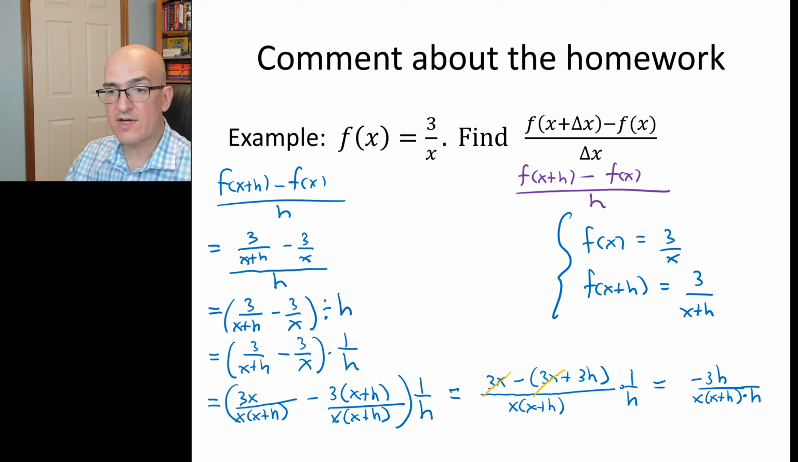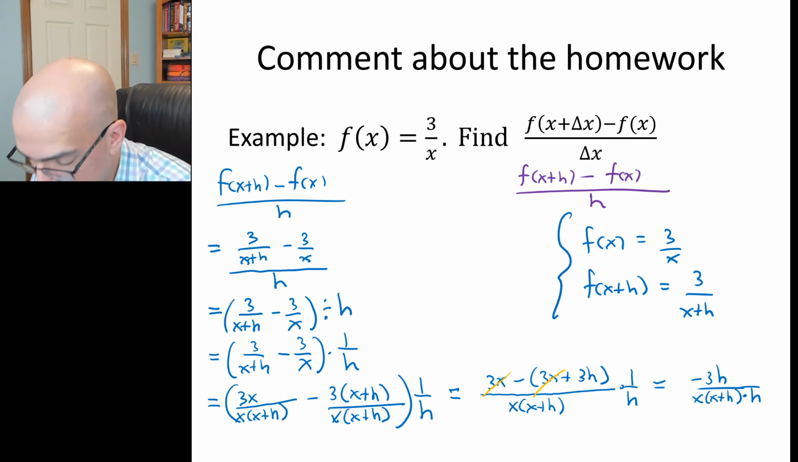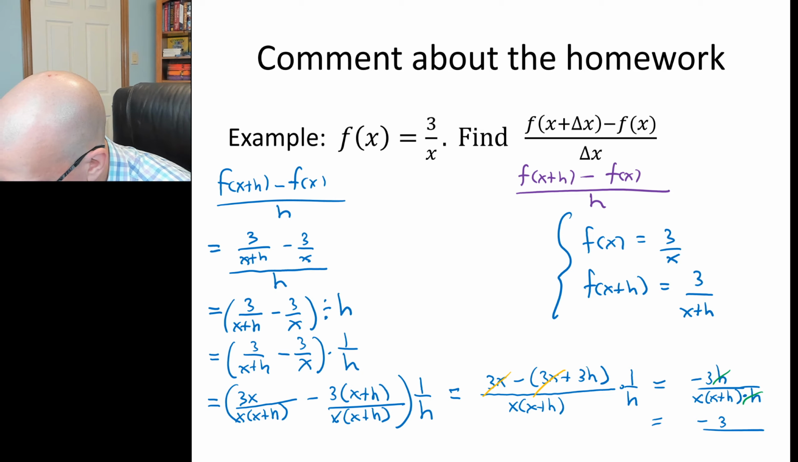Multiplying fractions, you have top times top, bottom times bottom. So I have x times x plus h times the h. And now I can cancel the h top and bottom. It's already factored. And I get a final answer of negative 3 over x times x plus h.